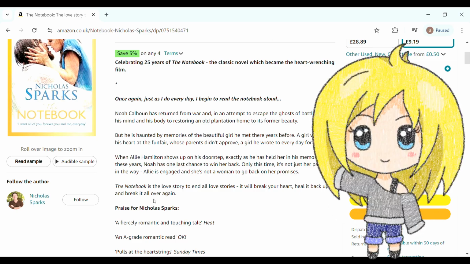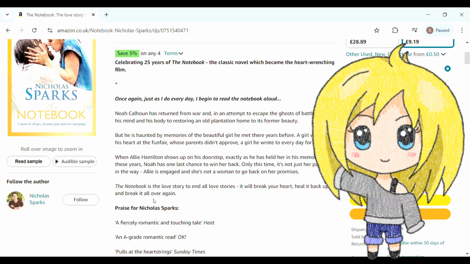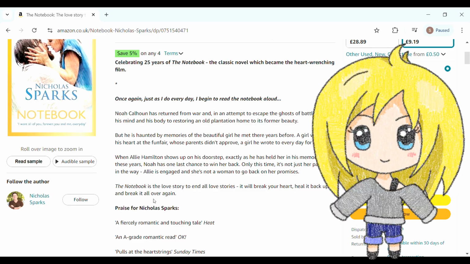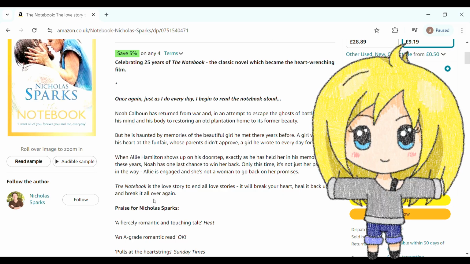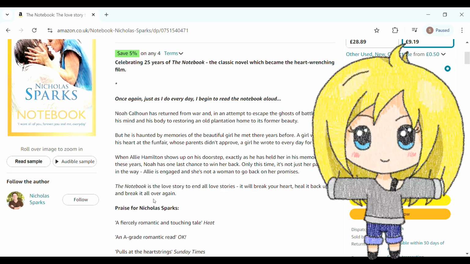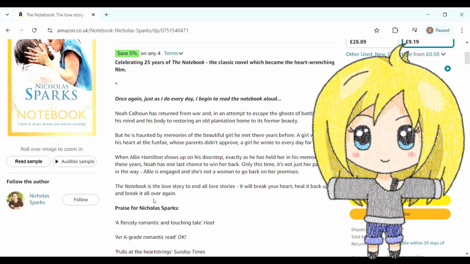So this gives you a very good idea of the tone of the novel. It's a very bittersweet romance. It introduces you to the two main characters, Noah and Allie, and it gets the reader asking questions. What happened to Noah and Allie? Why did they break up? Why is Allie back again? And will Noah and Allie get back together?